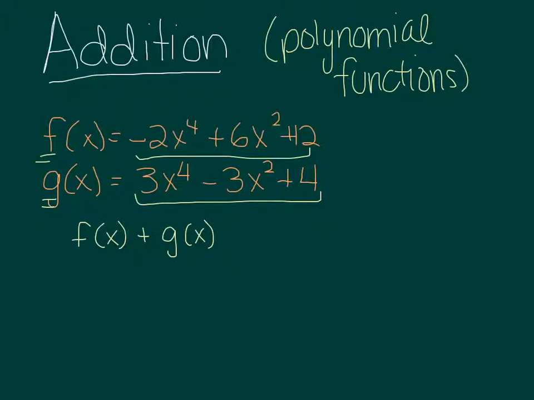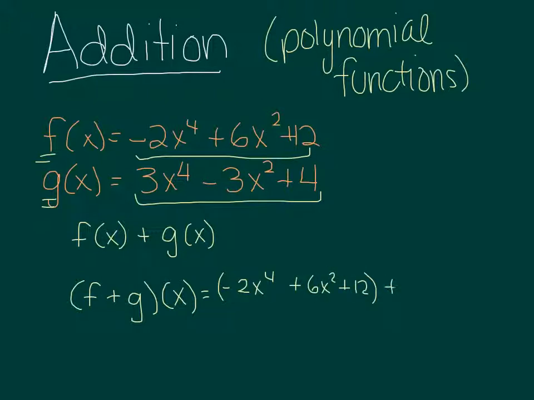Another way to write it, instead of these two separate x's, is actually just to write f plus g. I'm adding function f and g. And then this is making a brand new function, which is a function of x. So we really only need the x once. What this is going to represent is this plus this. And I could write that out. It takes a little bit of time. Negative 2x to the fourth, parentheses, plus 6x squared plus 12, plus 3x to the fourth minus 3x squared plus 4. But I'm pretty sure you guys could have done this in your head, just referencing those top functions.